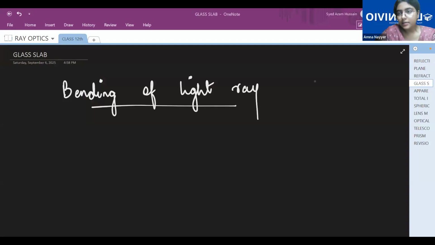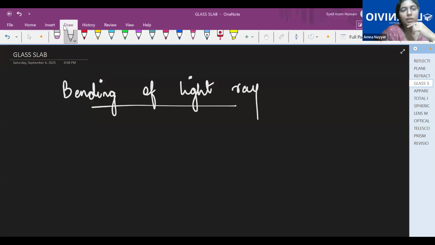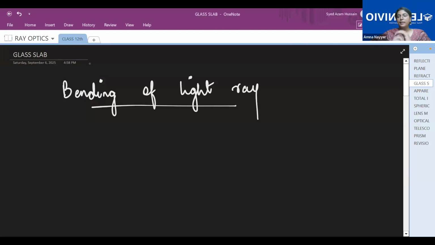Okay. See, this is what I was referring to, bending of the light ray, and a little bit about the glass slab. We didn't discuss anything about the glass slab, and slab questions are there. So one thing before we begin, we need to know about the bending of the light rays. I hope I'm audible to you. See, when I talk about the bending of the light rays, this means when the light travels from one medium to another medium.